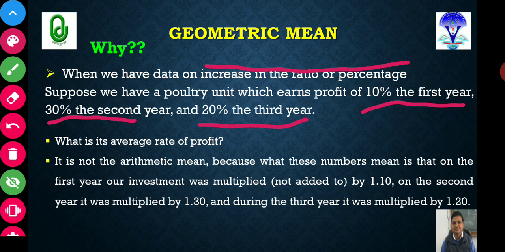So it is not the arithmetic mean, because what these numbers mean is that in the first year our investment was multiplied, not added to, by a factor of 1.1. In the second year it was multiplied by 1.3, and during the third year it was multiplied by 1.2. So it was not added but multiplied. So in this case we will apply the geometric mean. We'll see how it is applied.